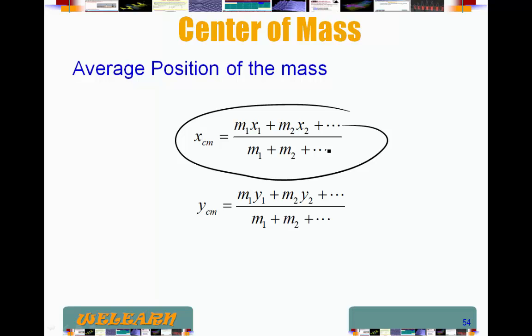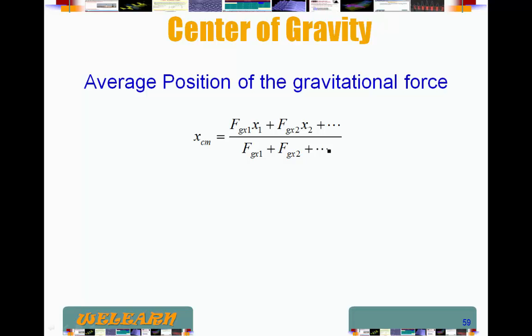Now, the same applies to something different. That's called the center of gravity. That's the average position of the gravitational force. In most cases, with objects that we deal with at the surface of the Earth, center of mass or center of gravity is the same thing.